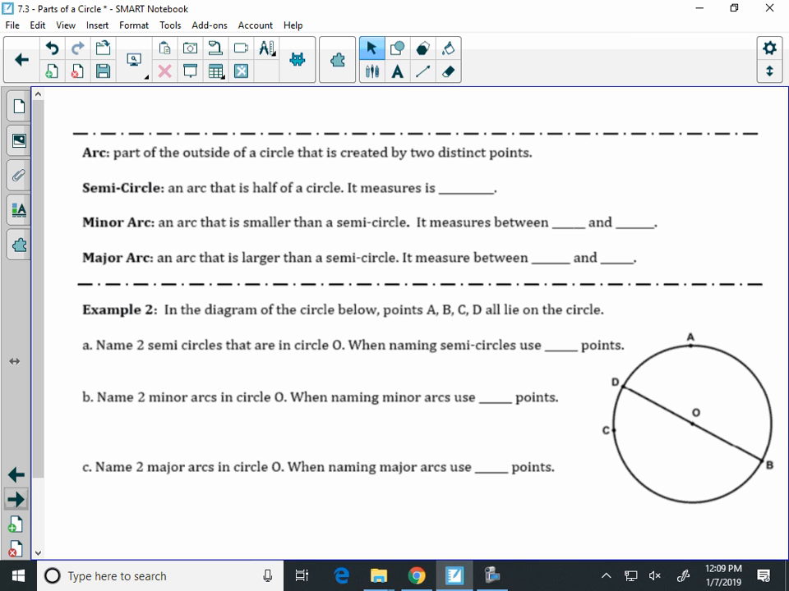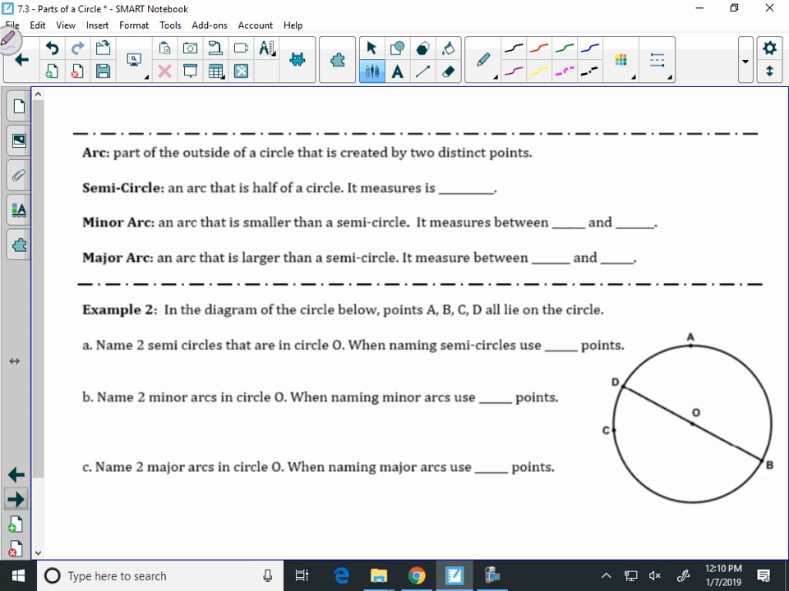If we take a look at another part of a circle, it's called an arc. It's literally a part of the outside of the circle, and it's made up of two distinct points. So it's just like a piece of the outside is what the arc is. It's just a curved piece of the outside of the circle.